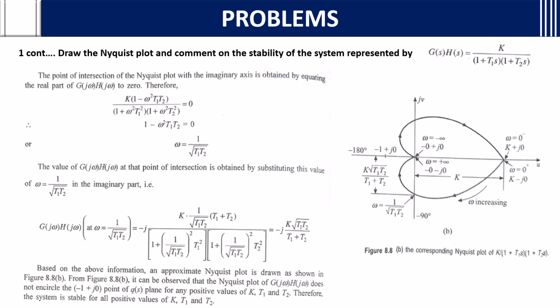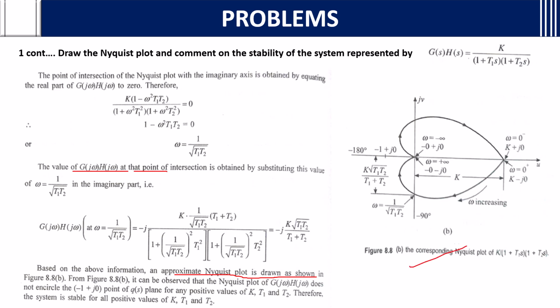The value of G(j omega) H(j omega) at that point of intersection is obtained by substituting this value of omega in the imaginary part equation, whatever you have. By substituting and simplifying, you will get this value. Then, based on the above information, an approximate Nyquist plot is drawn as shown in figure 8.8b.